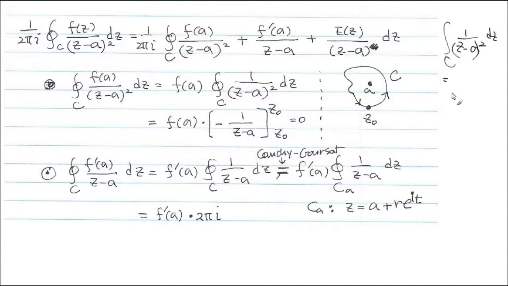What is the answer to this one? Anybody know the answer? How did you come up with 0? Its antiderivative does not have what? A branch cut. So that was 0, right? So the whole thing is 0 now, because f of a is a constant, so that disappears. This is 0, right? How about the second one?